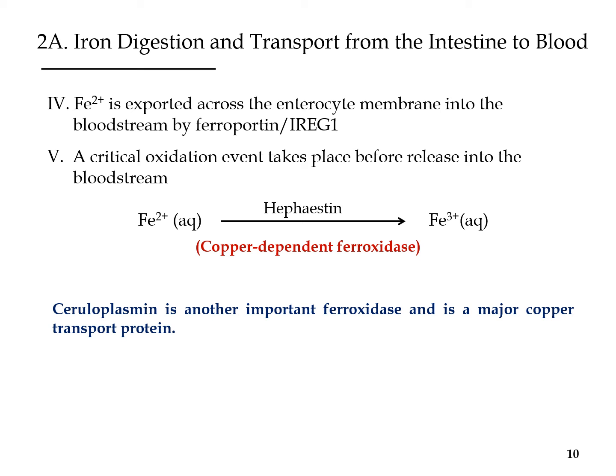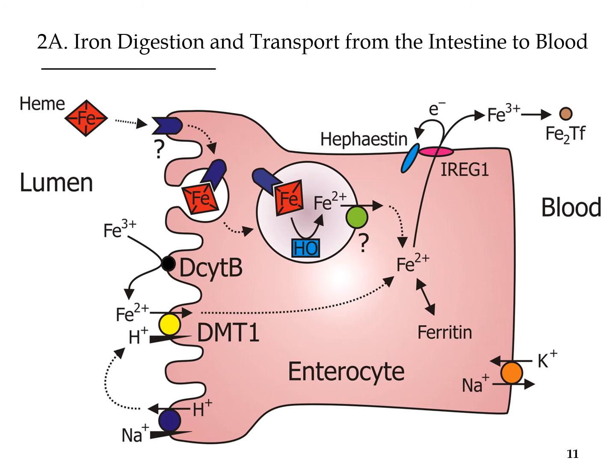Other cells employ ceruloplasmin, which is another important ferroxidase. It is a copper-dependent ferroxidase. And another feature of this protein is that it is a major copper transport protein. All right, so this protein actually then plays two really important functions in terms of regulating iron, facilitating its oxidation, but also regulating copper biodistribution.